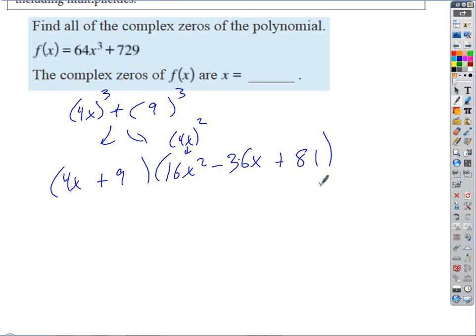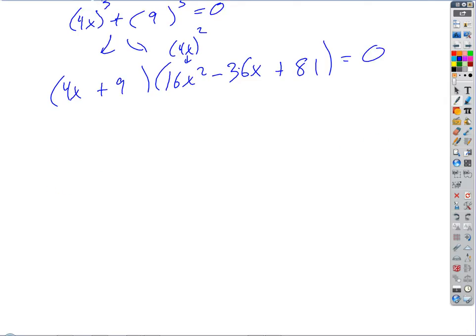So we're trying to find zeros, right? So we're setting this equal to 0. And what do we know so far? One root. Okay, so we get one right here, don't we? Good. So we get x equals negative 9/4. Good. Now what about this guy?